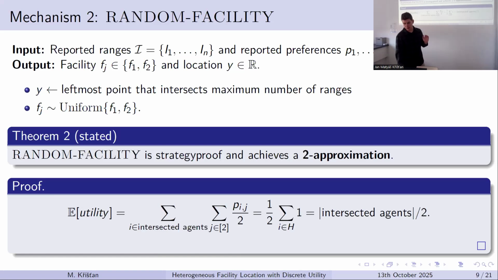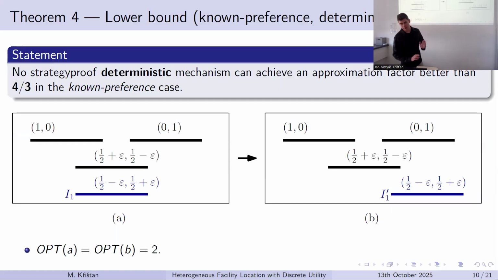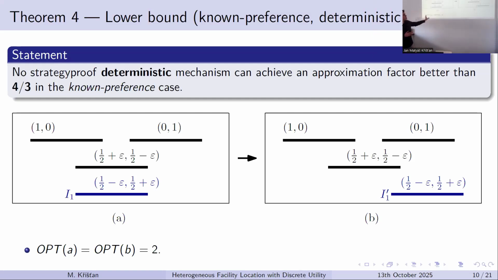On the other hand, we want to show some lower bounds. First, I will start with the lower bound for the deterministic case. The mechanism has to be deterministic, and we will show that the approximation ratio cannot be better than 4/3. So we will take a look at those two possible instances. This is the interval of some agents. These are their preferences. And we will basically look at all the possible choices the mechanism can make, and we will show that always in one of those two instances, it will not be a very good solution.